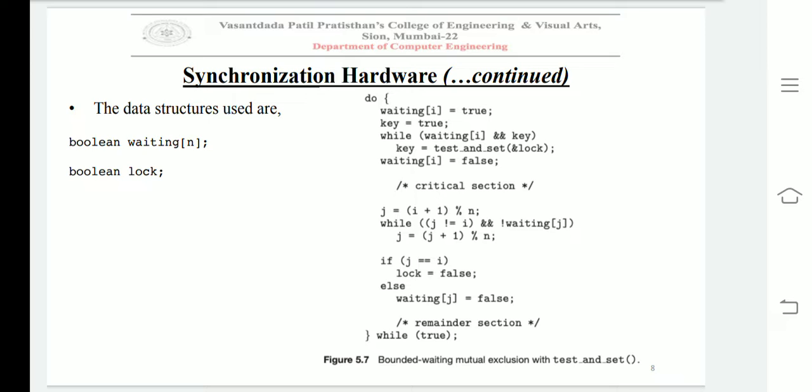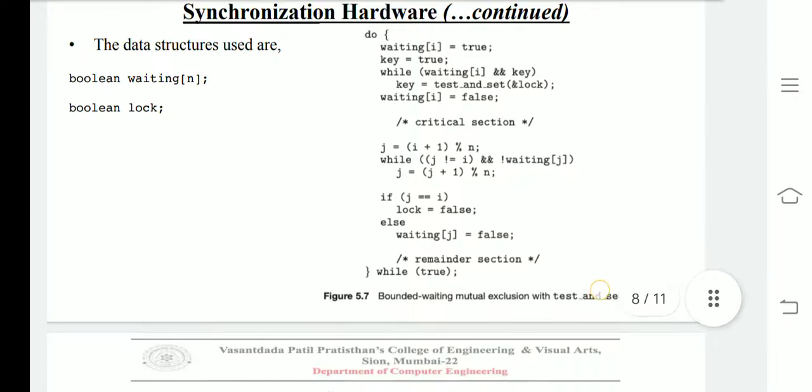And lastly, the bounded waiting requirement. When a process leaves the critical section, it scans the waiting array in cyclic order. It considers the first process which is in the entry section as the next one to enter the critical section. This was all about mutual exclusion and the synchronization hardware.